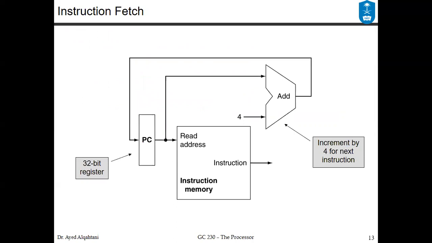So that's one of the beginning pieces of the hardware. We have a program counter. We know that the program counter should be a 32-bit register. So this is going to be the read address of the instruction memory, and it will give you the instruction as an output of the instruction memory. Now for this adder, you'll increment it by 4 to get the next instruction.